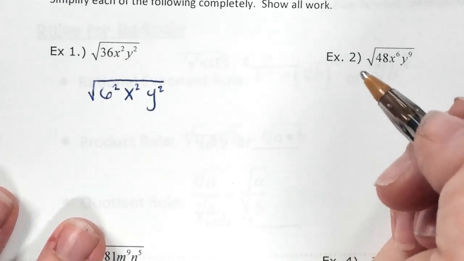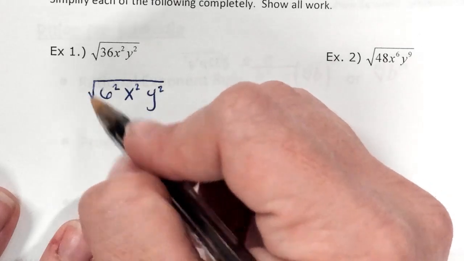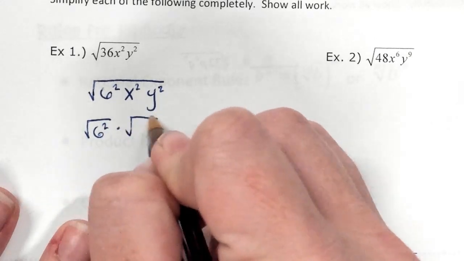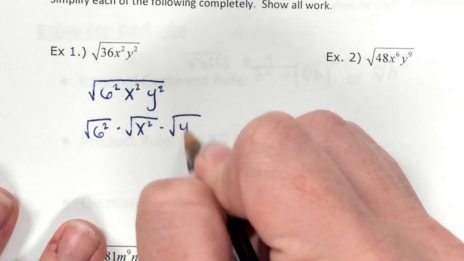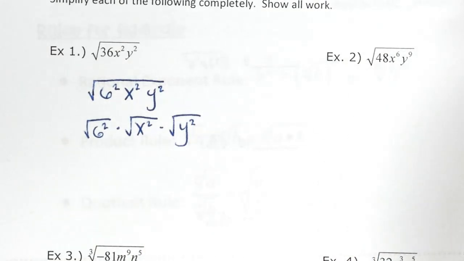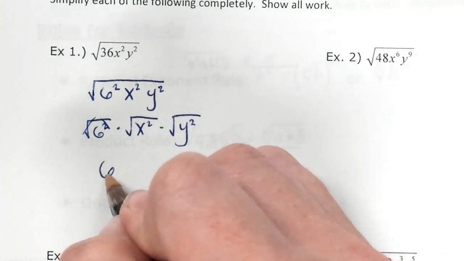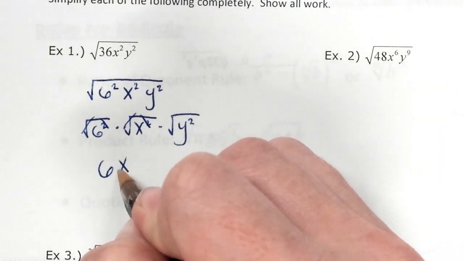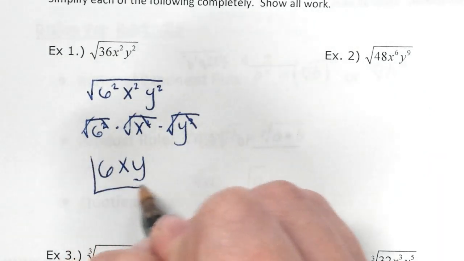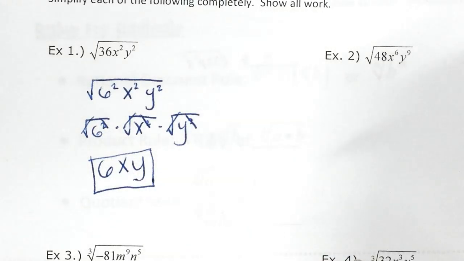Okay, the rule with radicals, not exponents, roots, is that you can separate them as multiplication. So this can be the square root of 6 squared times the square root of x squared times the square root of y squared. Like I said, we're not normally going to do this, but I want you to understand why. Well, doesn't the square root cancel the squared? So that's just 6. Square root cancels the squared. That's just x. Square root cancels the squared. That's just y. So there's your answer. Nothing didn't cancel, so everything's out of the house. There is no more radical.